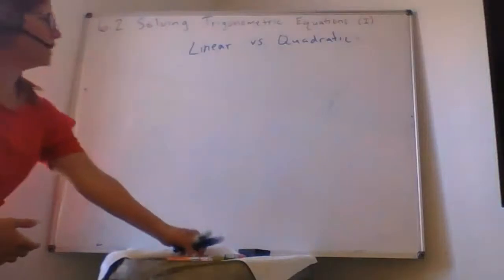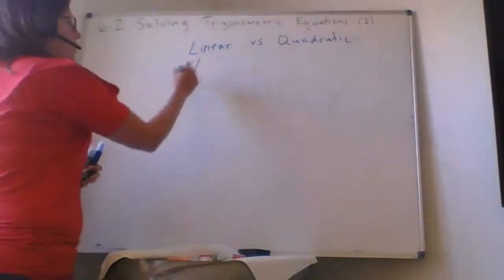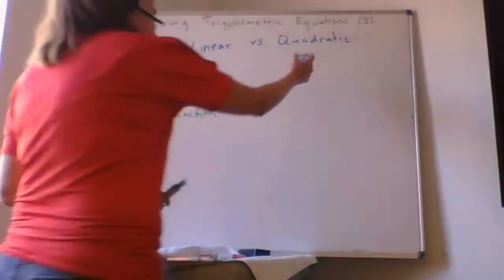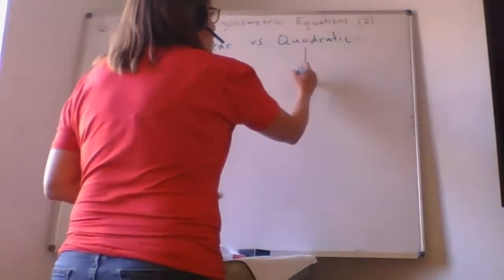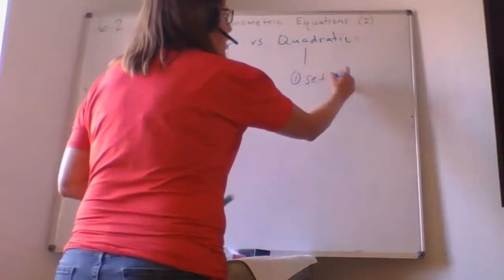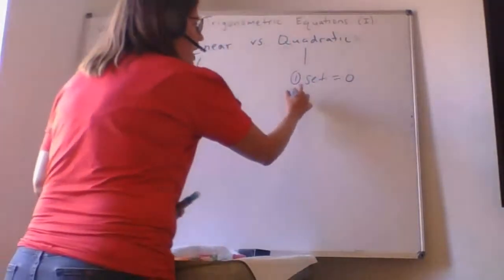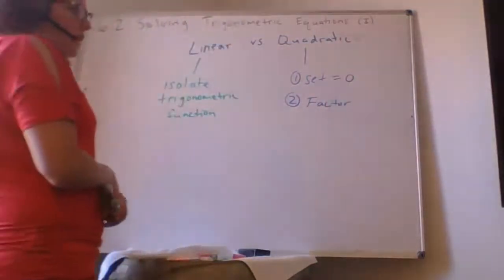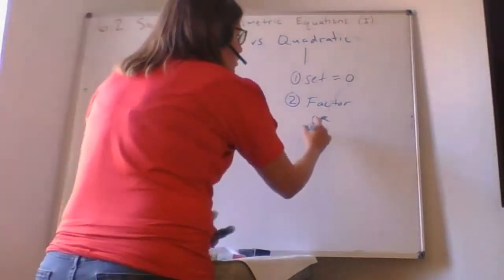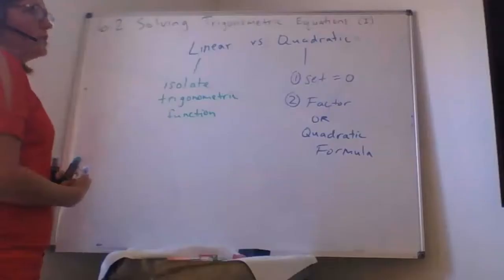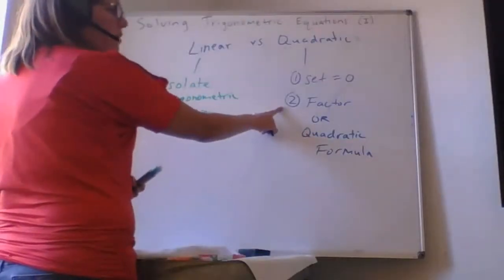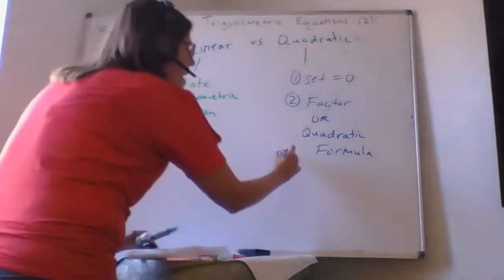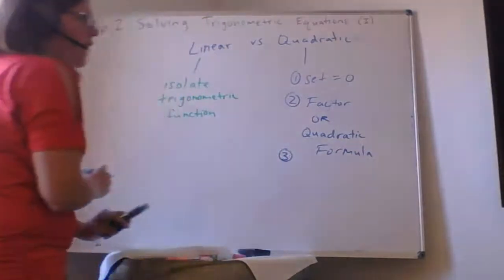So if it is a linear equation, we're going to isolate the trig expression. If it's quadratic, we're first going to set it equal to 0. Then we will try to factor. And if it's not factorable, then we will use the quadratic formula. Once we set it equal to 0, we will either factor if possible or use the quadratic formula if not. And then we will set each factor to 0.